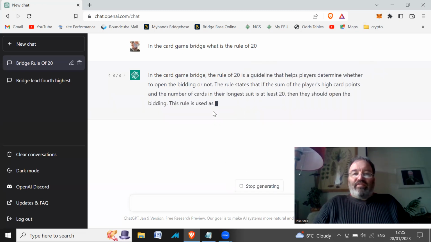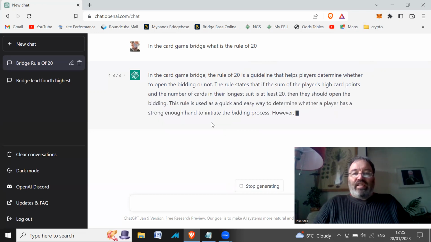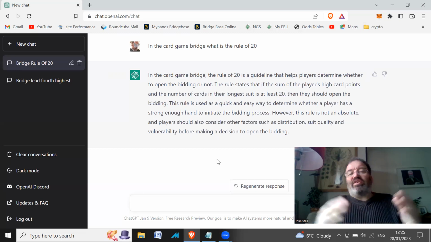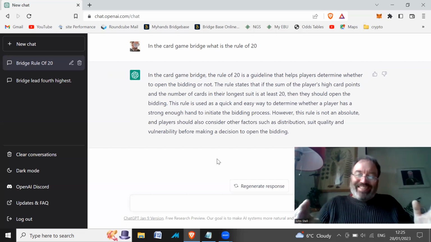Right, so let's start. The first sentence is good. In the card game Bridge, the rule of 20 is a guideline that helps players determine, God, it's writing a lot more this time, whether to open the bidding or not. Yep. The rule states that the sum of the player's high card points and the number of cards in their longest suit is at least 20, then they should open the bidding. Oh, it's so close. You're so close.